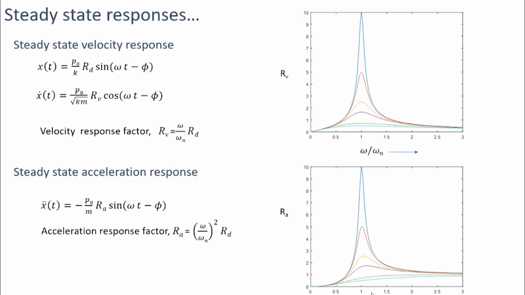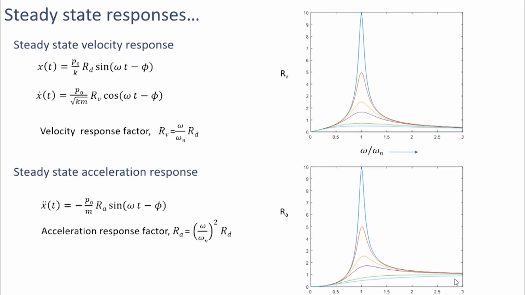And here also, when the frequency ratio is near 1, the value of Ra is much higher than 1, and again it will depend upon the value of the damping. When the frequency ratio is smaller than 1, Ra will have values very close to 0. And when the frequency ratio is much higher than 1, the value of Ra will converge to 1.